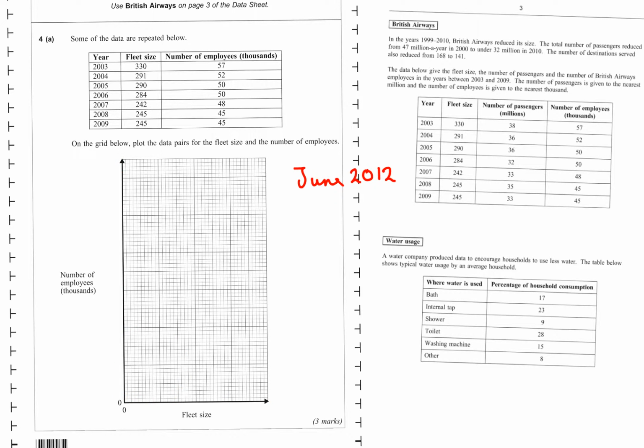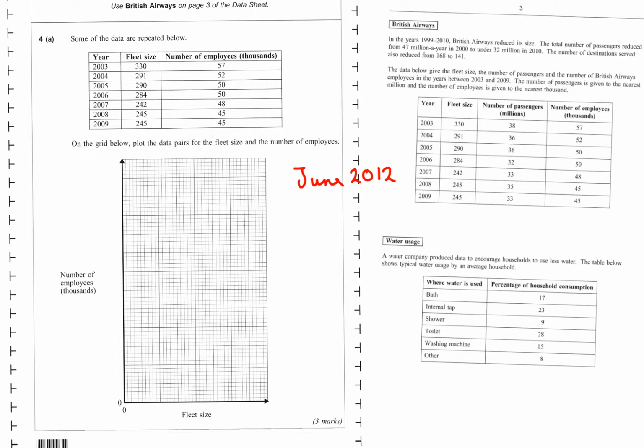When I look at my grid, I'm going to say my number of employees, the largest, is 57, so I need about 6 blocks up. So let's say that's 1, 2, 3, 4, 5, 6. That's okay, because that's 50 and that'll be 60, so I can go in here, so that's okay.